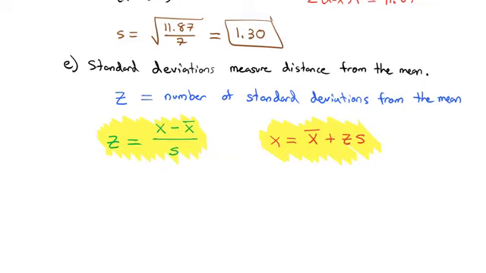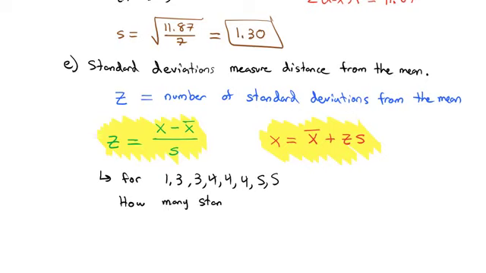Let's do some examples. Let's say for our data, 1, 3, 3, 4, 4, 4, 5, 5. We want to know how many standard deviations from the mean is the median.